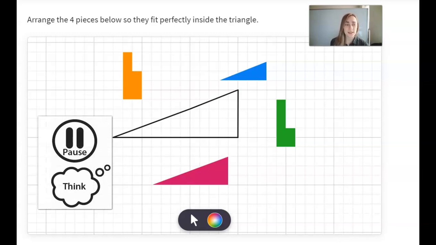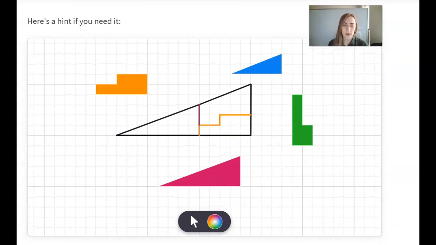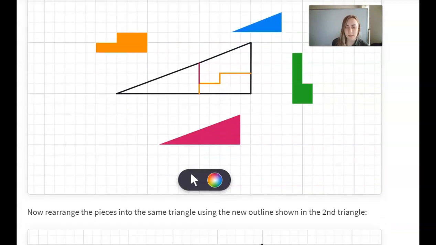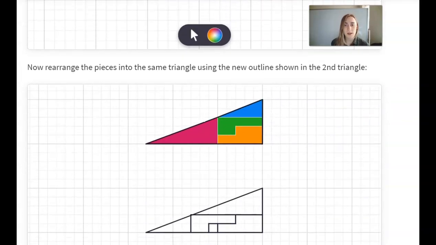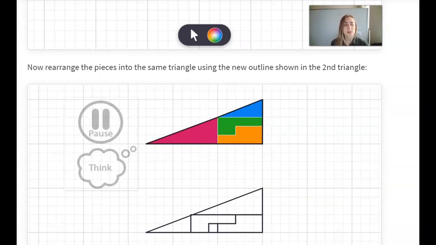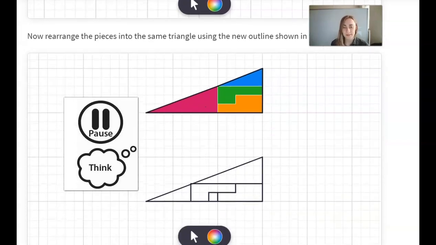If you need a hint, pause and play with it. And if you decide you need a hint, you can scroll down. And there's the hint if you need it. Once you have all the shapes arranged in the triangle, we're going to scroll down for the next step. Now we're going to rearrange the pieces into the same triangle using the new outline shown in the second triangle. So do that. And when you're ready, you can move ahead and scroll down again.